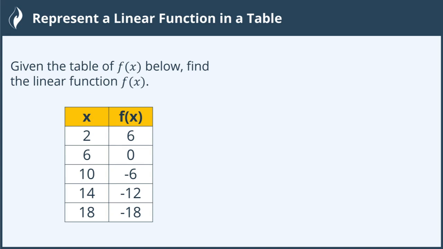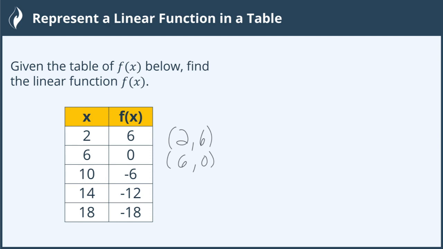In this question, we are asked to create a linear function that works with the table that is given. So we are given x values and f of x values. Notice that f of x is the same thing as saying y. So when I'm looking at these points, I really could say that, for example, this is the point (2, 6), and then I also have the point (6, 0). I could also say that I have the point (10, -6), (14, -12), and so on and so forth.